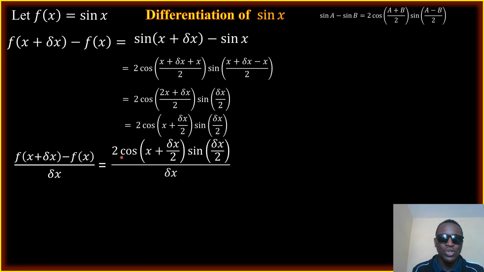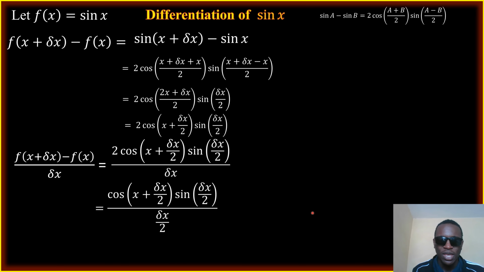Now, the reciprocal of 2. Remember, 2 is the same as 2 over 1. So when you take a reciprocal, it means you invert. It will now become 1 over 2. So 1 over 2 times 2 will give 1 here. Then at the denominator will be what? Delta x times half, which is delta x over 2. So this will give us this result. Good.